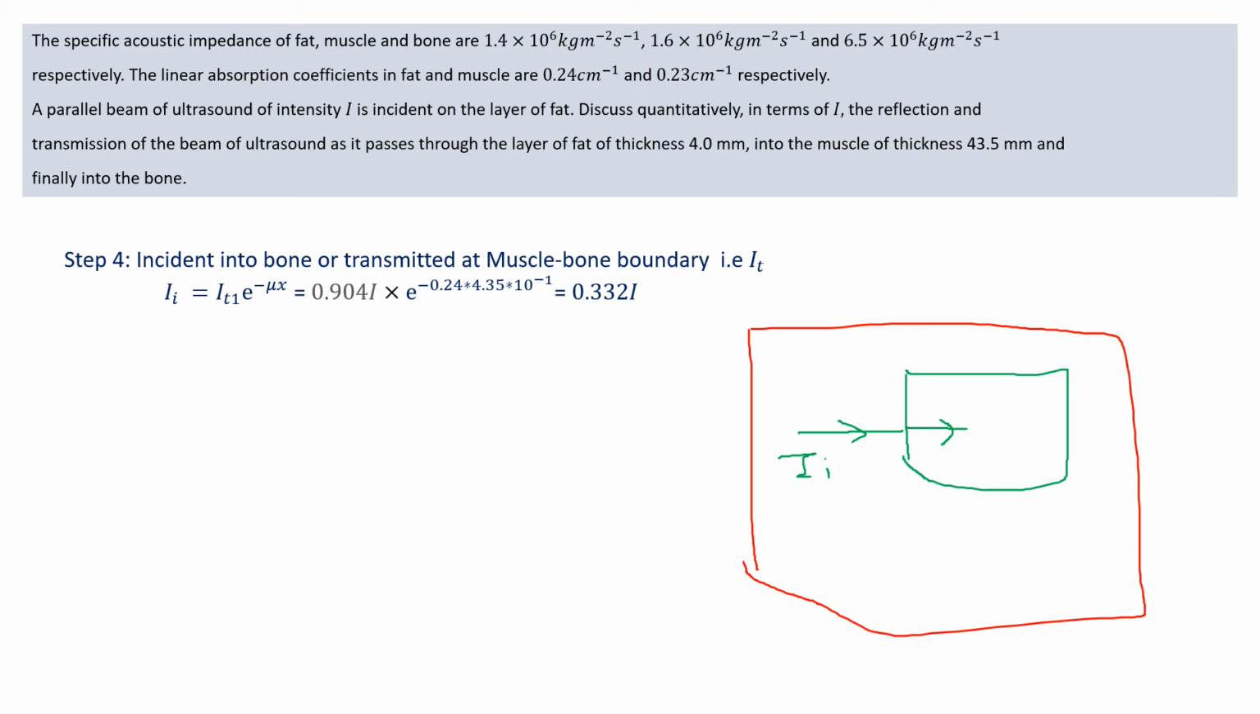Here I have my large muscle, which has attenuation 0.4, and thickness 4.35. You can convert into centimeters, and you'll get 4.35. I calculated the incident into bone, so here I have IT1. I told you IT1. So IT1 is 0.904 I times this.